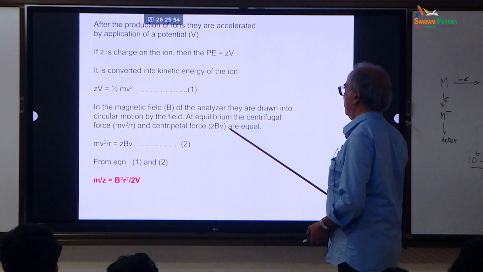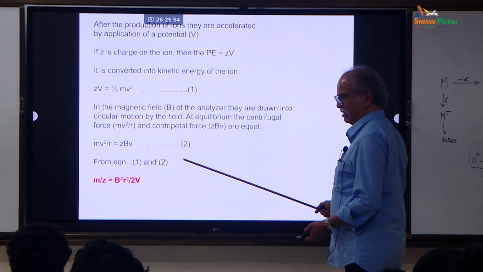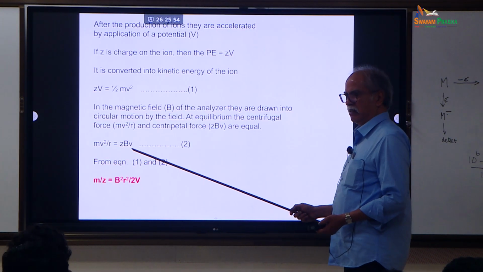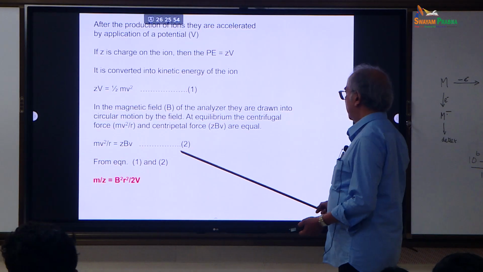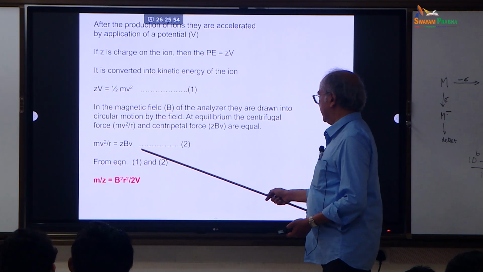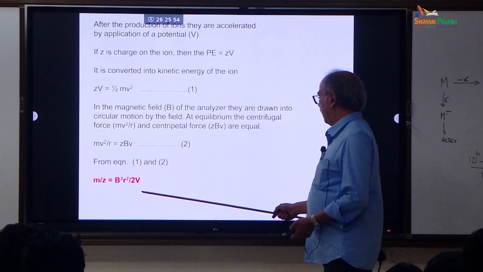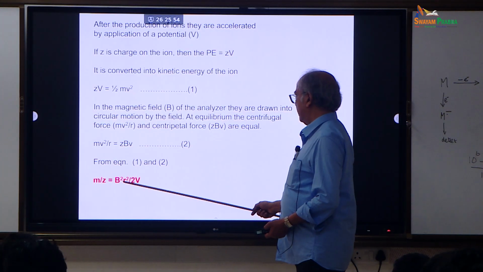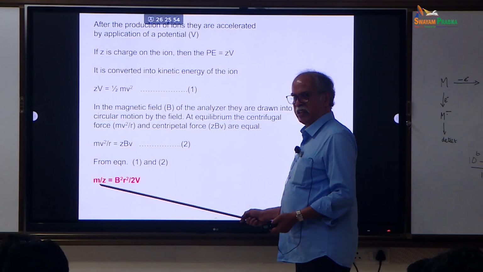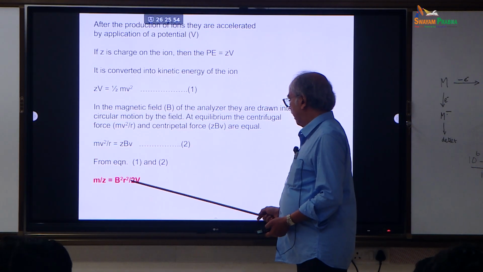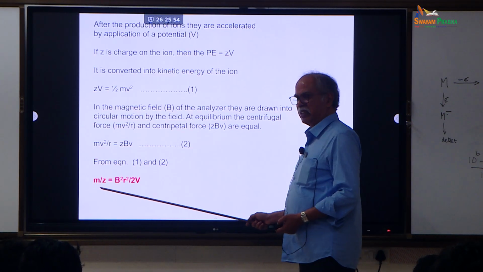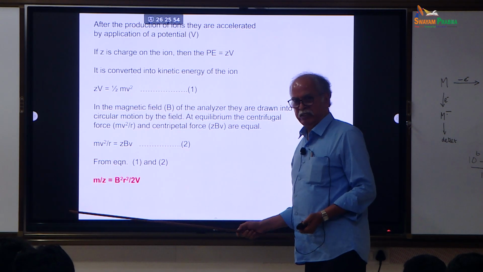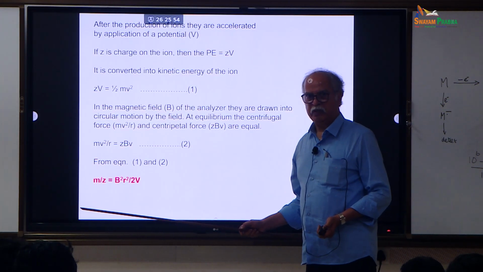At equilibrium, the centrifugal force and centripetal force have to match each other. Unless they match, they go and hit the walls of the analyzer. So this equation essentially tells you the m by z value is equal to B squared R squared by 2V. B is the magnetic field that is applied. R is the radius of curvature of the instrument. V is the voltage that is applied across the acceleration zone.